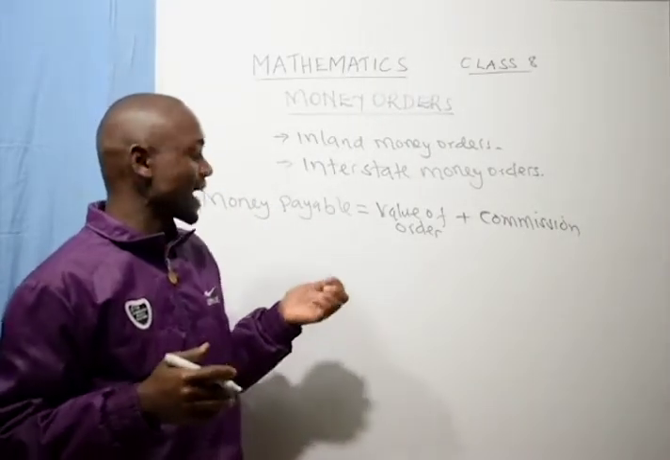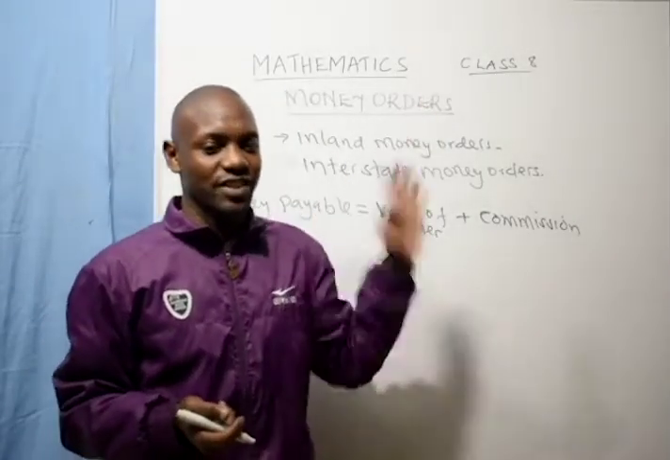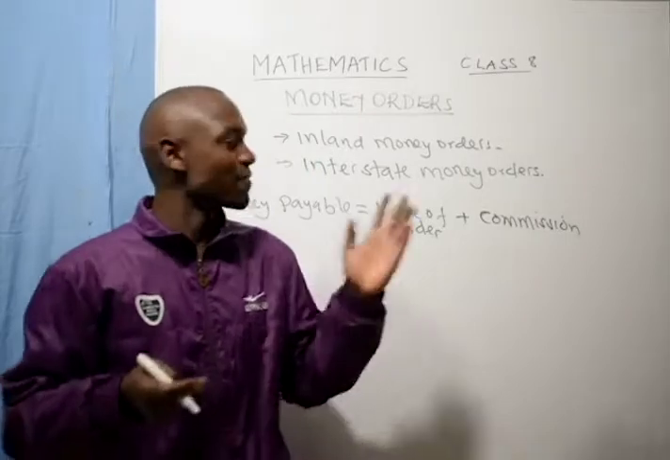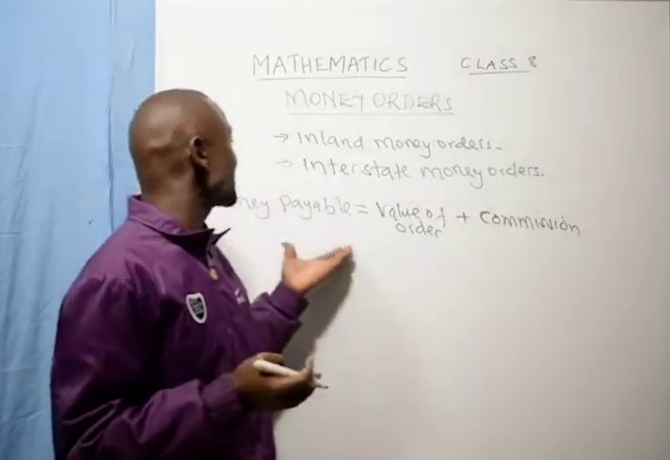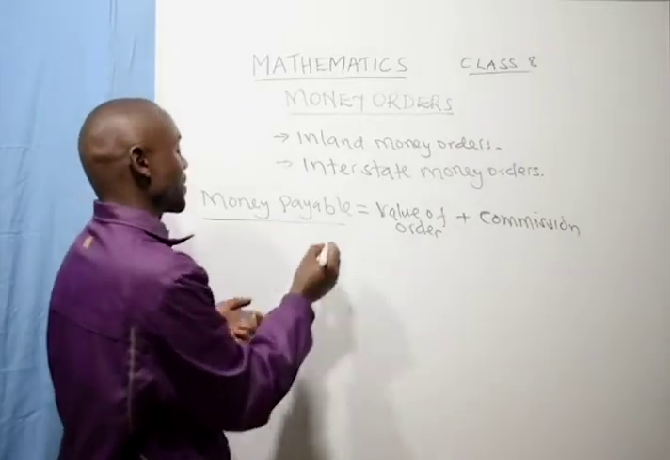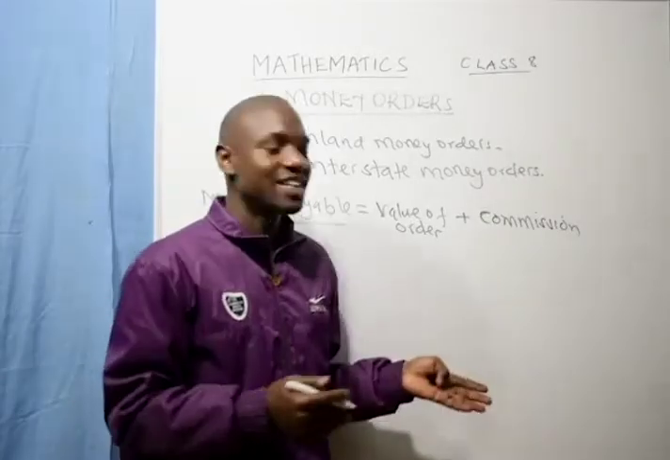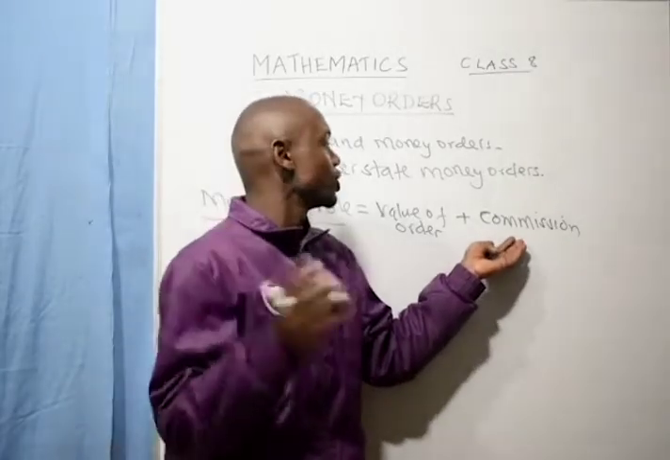When you are asked how much money, somebody sent 3 money orders worth 15,000 shillings, 3,000 shillings, and 4,000 shillings. How much money did he pay at the post office? That is now the amount of money called the money payable, which includes the amount of money you are sending plus the commission that will be charged.